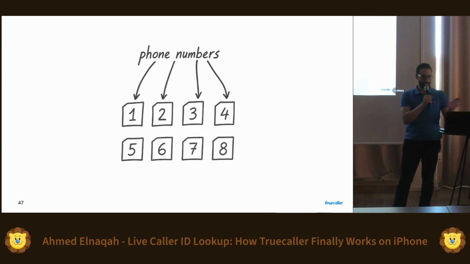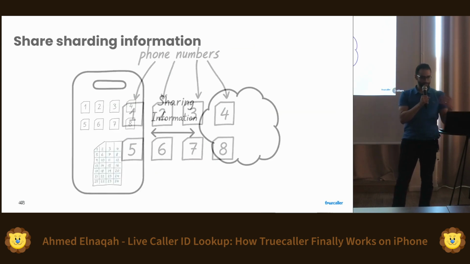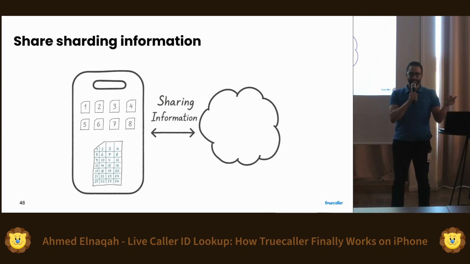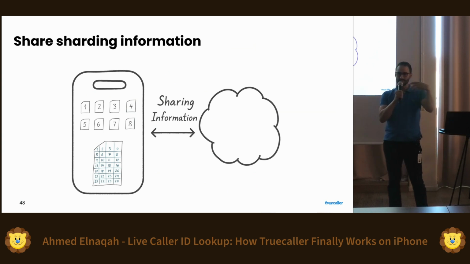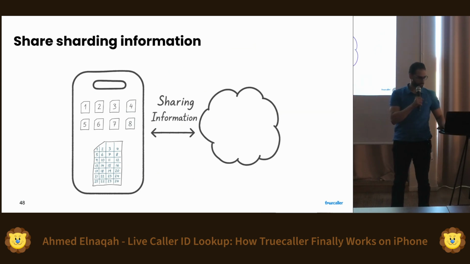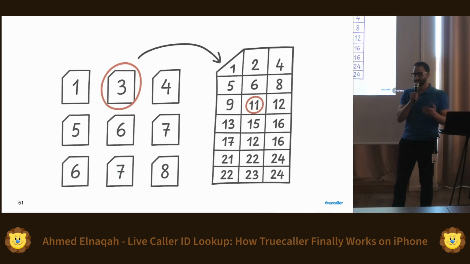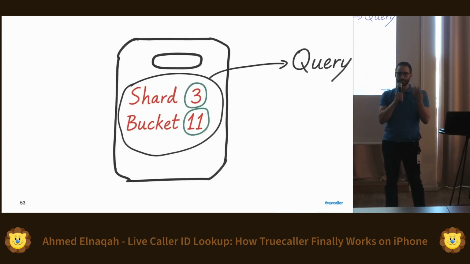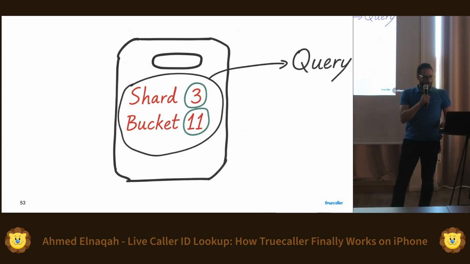So we have this division. We share this information with the client. So now the client knows exactly how we placed the phone number inside our database, in the shard, inside a bucket. So let's say the client has a phone number and it knows that it should be in shard number 3, bucket number 11. And basically this will be the query. So this is the query from the client.